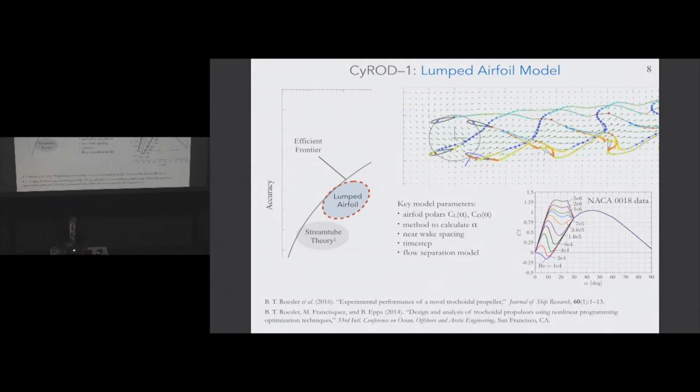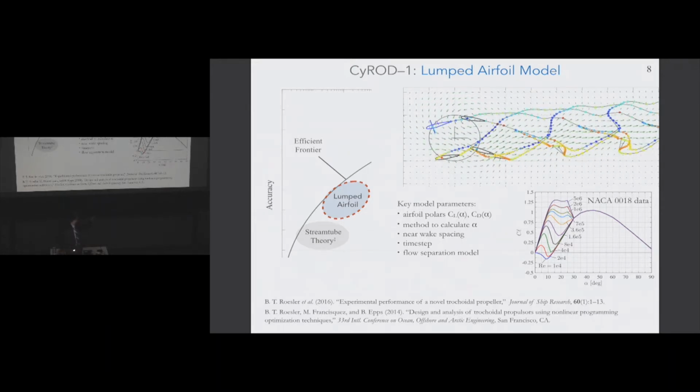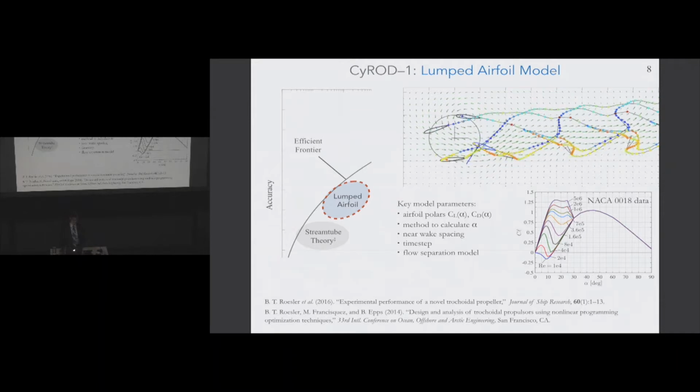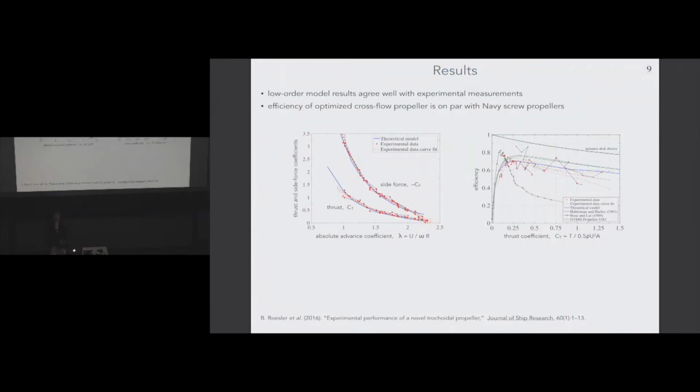Okay, so the method for calculating the angle of attack is really important. That's going to say where you are on this curve. The method of getting the Reynolds number is going to say which curve you're on. So all those things play into doing this calculation accurately. There are some other things that are really important too, but you can go to the papers if you want to see all the details. Okay, so just to skip to the results.